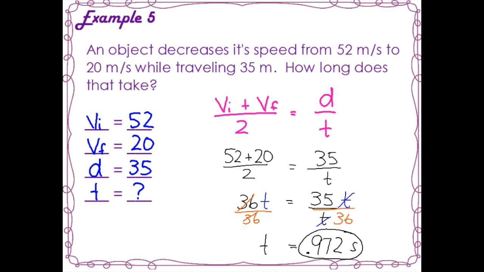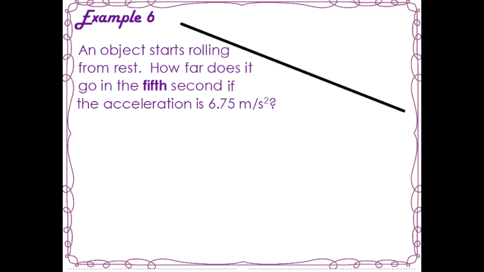Example 6 is a little different. An object starts rolling from rest. How far does it go in the 5th second if the acceleration is 6.75? So as something rolls down a ramp, the acceleration stays the same, not the velocity. It gets faster and faster as it rolls down the ramp, but the acceleration is the same. It gets faster and faster at a steady rate. This one's getting 6.75 meters per second faster every second. And I'm not asking how far it goes in 5 seconds.